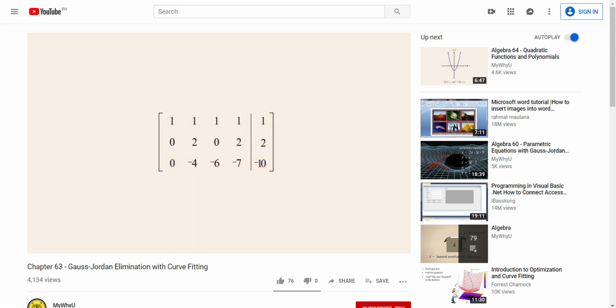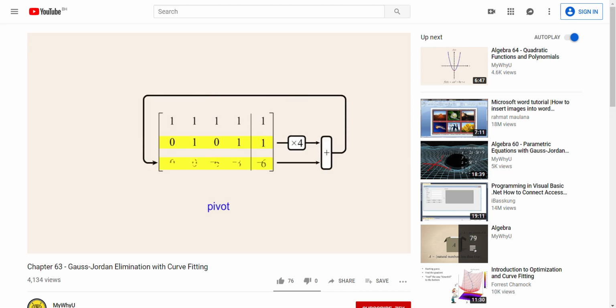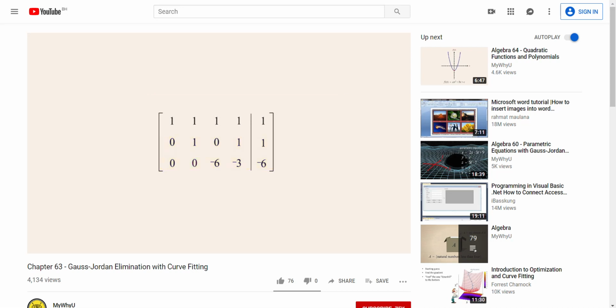Now we move to the second column, changing row 2's leading entry to a 1, using a scale operation to multiply row 2 by 1/2. We then change the entry below that to a 0, using a pivot to add 4 times row 2 to row 3. Now we move to the third column, changing row 3's leading entry to a 1, using a scale to multiply row 3 by negative 1/6.